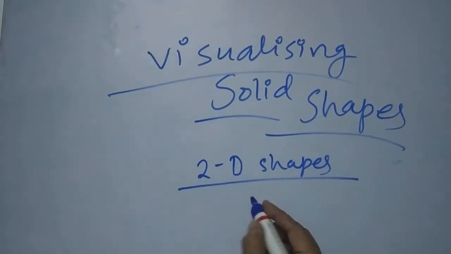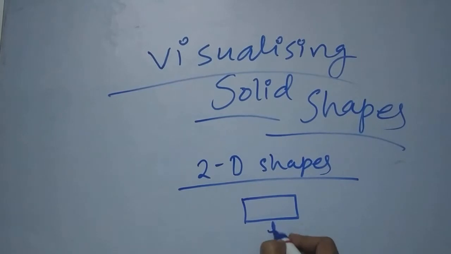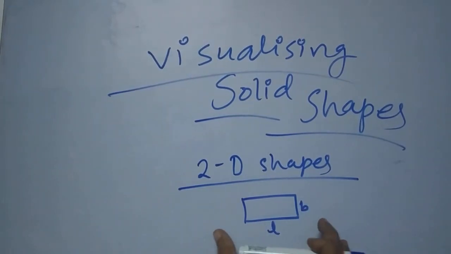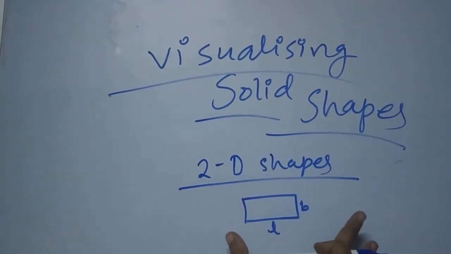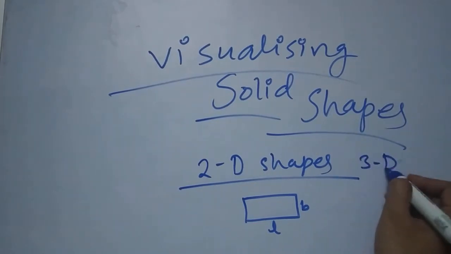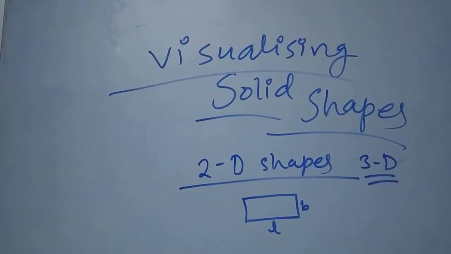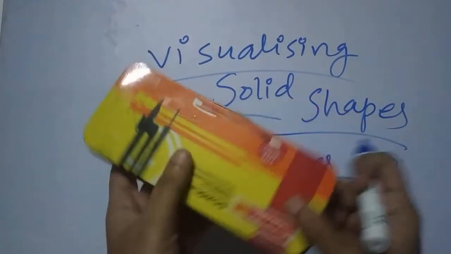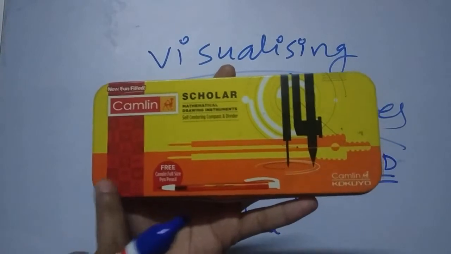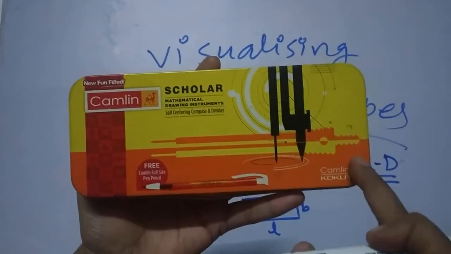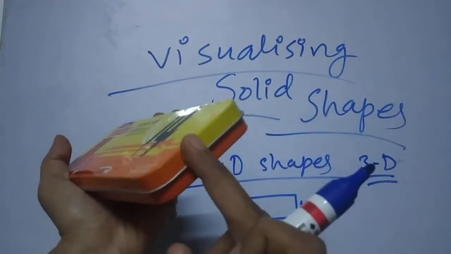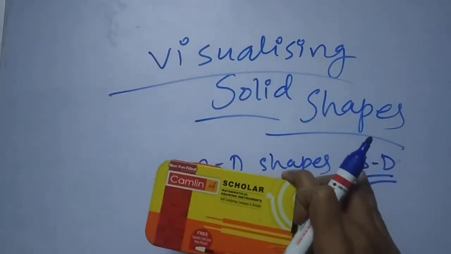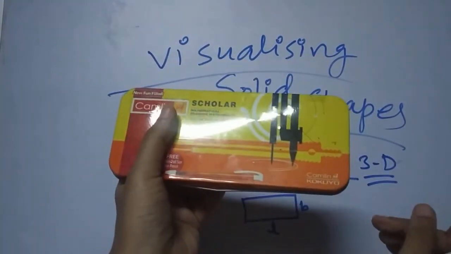Suppose I am drawing a rectangle. This is its length and this is its breadth. I can draw it easily on a plane surface. But when you are speaking about 3D shapes, three-dimensional shapes, you cannot draw them. You cannot place them on a plane surface. For example, this is your geometry box, friends. This is its length, this is its breadth and this is its height. So you cannot place them over a plane surface, you cannot draw them easily.